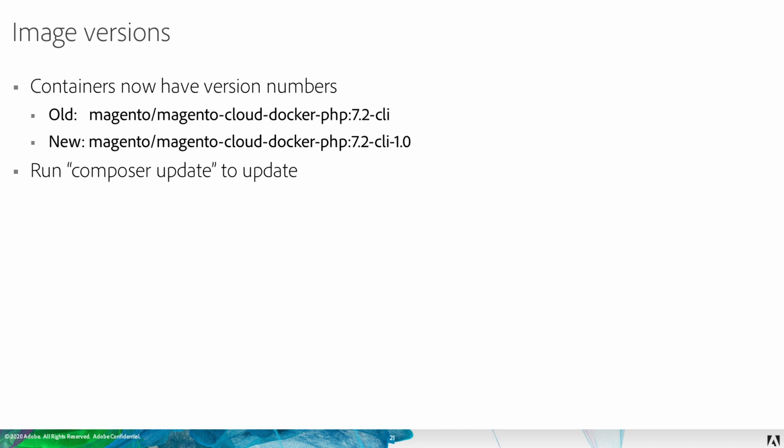If you are using Magento Cloud Docker and you want to make sure you get the latest updates, all you've got to do is run composer update. And the next time you build your config with the config build command, it will include whatever versions it has as latest. But any configuration you already have will stay the same, so that won't be broken by anything.